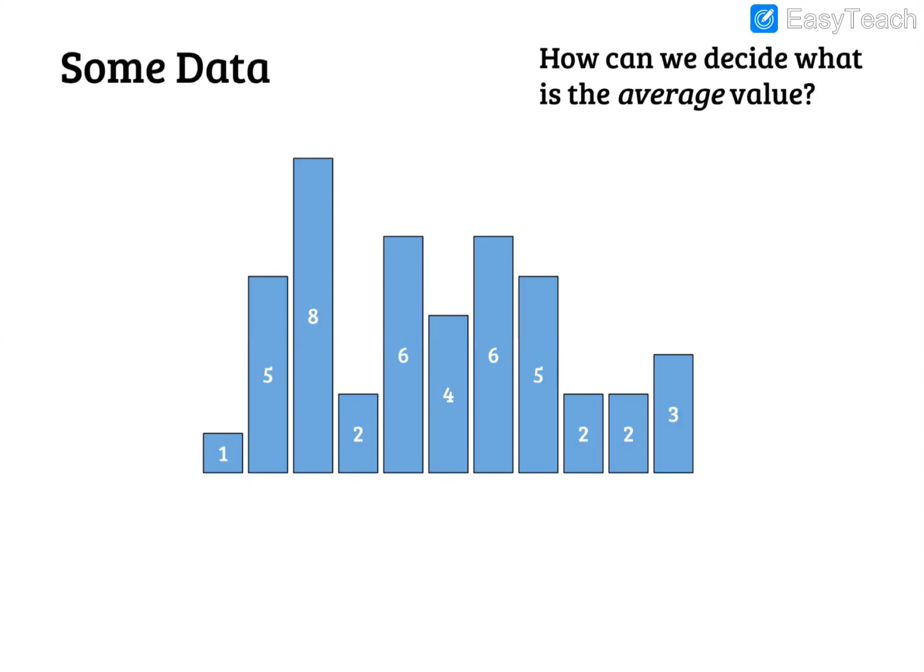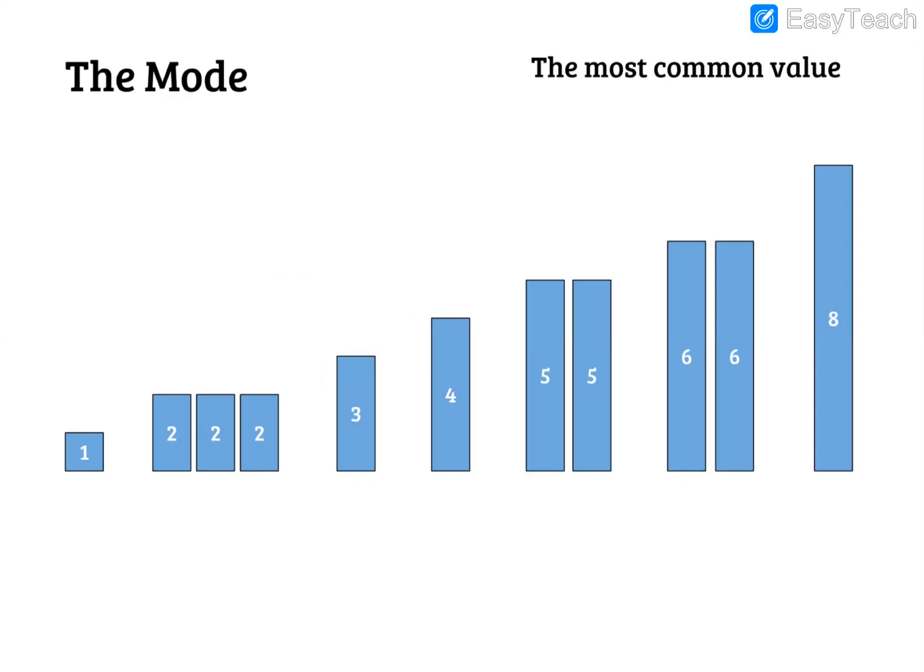There's a few different ways that we can do that, and one of the ways is called the mode. So to find the mode, we arrange our data into groups, and whichever of those groups is the biggest, that's the one that we call the mode. So we could say that is an average. And in this data here, here is my mode. My mode is 2.